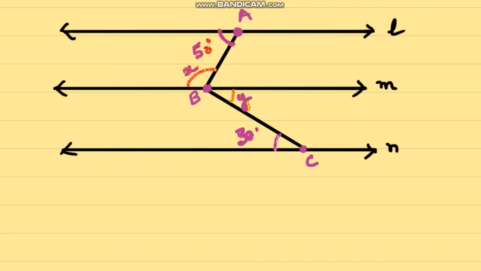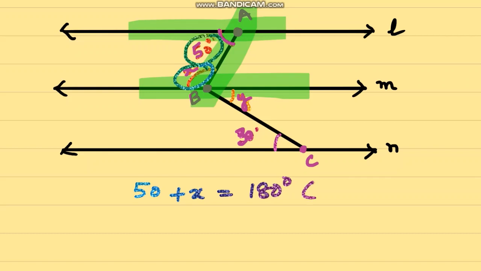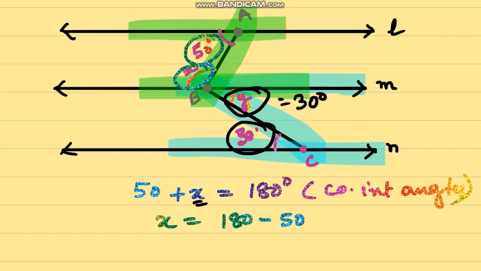Okay. Now children, if you properly observe, you'll see that this line is parallel to this line. This is the transversal. So, angle 50 and angle X are making co-interior angles. So you can say that 50 plus x is equal to 180 degrees because they are co-interior angles. So x will be equal to 180 minus 50, that is equal to 130 degrees.